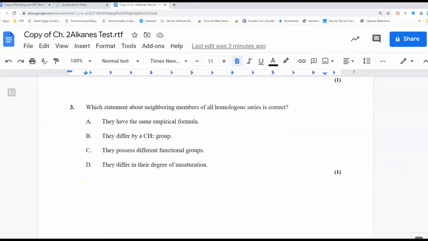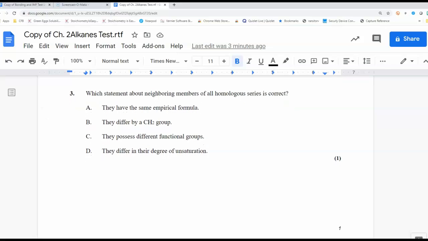Which statement about neighboring members of all homologous series is correct? Do they have the same empirical formula? Yes. Do they differ by a CH2 group? Yes. Neighboring members of all homologous series. Do they possess different functional groups? No, they do not possess different functional groups. Do they differ in their degree of unsaturation? No, that would mean that they're going to have different multiple bonds. So no, that's right.